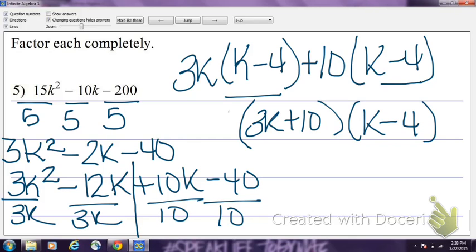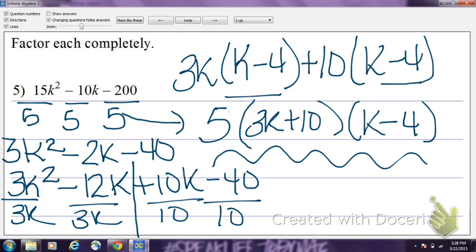And then don't forget, we have that greatest common factor we took out in the beginning, so you have to put it out in front. So now we've done this advanced factoring, a little bit more complicated, but as soon as we took the greatest common factor out, we could see that it was still advanced factoring.